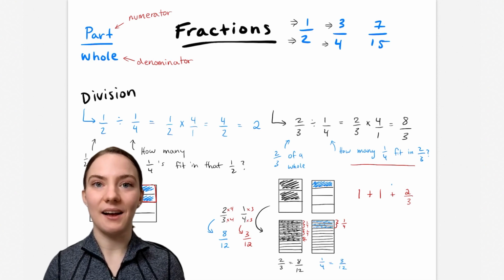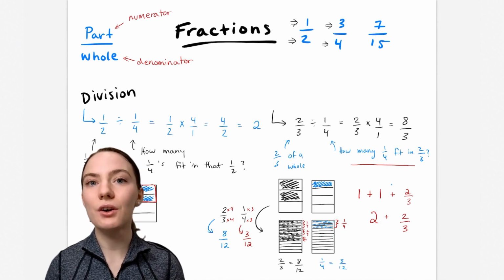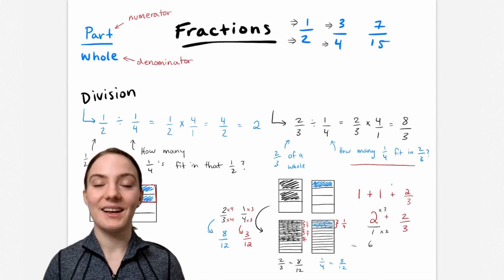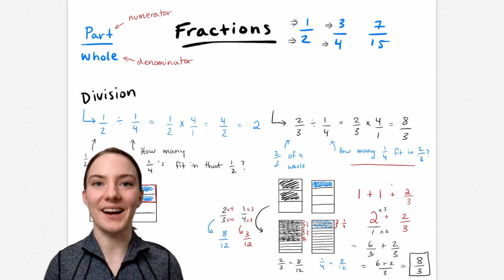And when we add this up, 1 plus 1 is 2. So we have 2 full quarters plus 2/3 of a quarter. We can do some simple fraction addition, and that would get us 6 plus 2/3, which is 8/3. So that's how we visualize our answer.